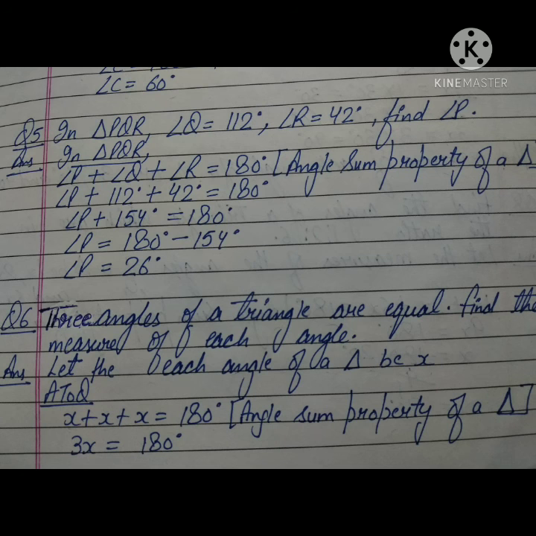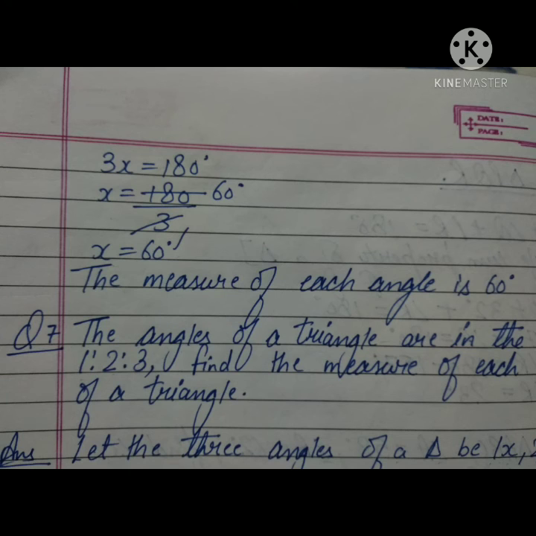So when you add x, x and x, you will get 3x. 3x is equivalent to 180 degrees. x is equal to 180 divided by 3. 3 ones are 3, 3 sixes are 18, so 180. So x is equal to 60 degrees. The measure of each angle is 60 degrees. Clear? Now come to the next question.